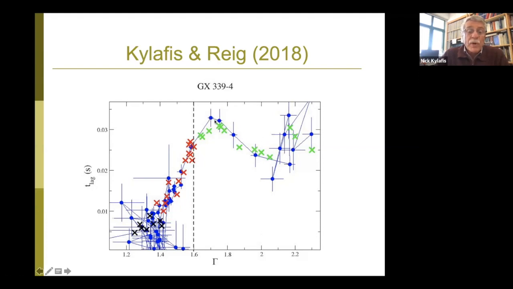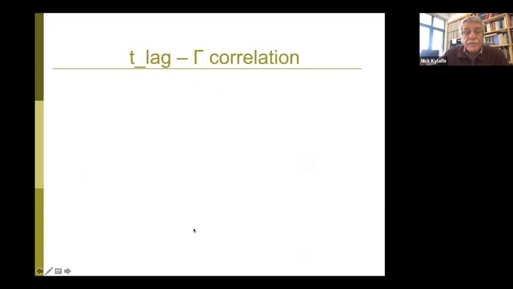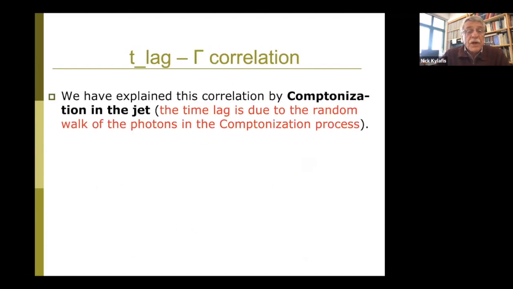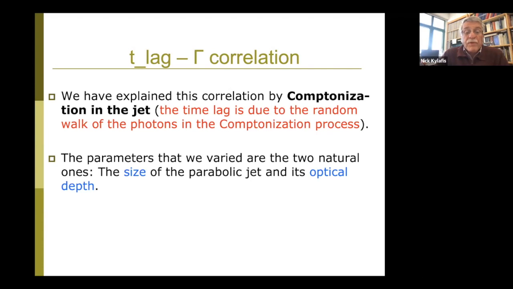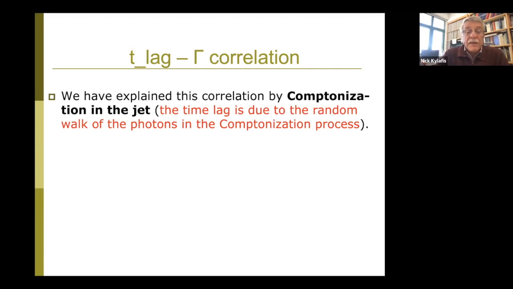I will not tell you now how we got these X's, but you see that we did, okay? Okay, so let's come to this correlation. We have explained this correlation by assuming that comptonization takes place in the corona and in the jet. This time lag then is due to the random process, the random walk of the photons in the comptonization process. In other words, the parameters that we varied, let me just go back a little. So comptonization in the jet produces time lags for the following reason.